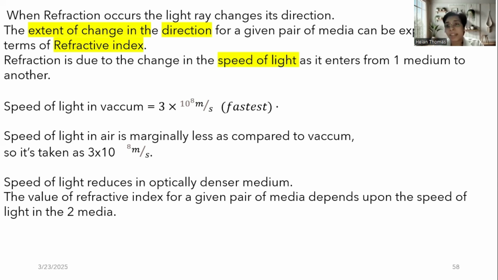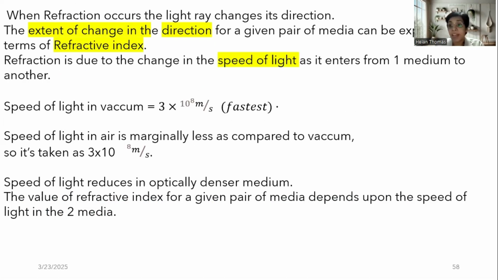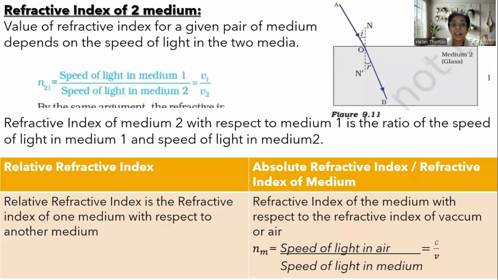As we said, when we say denser medium, there are more particles which will decrease the speed of light. So the speed of light will reduce. The value of the refractive index for a given pair of media depends upon the speed of light in those two media. So we can define this by an equation. The refractive index is directly linked to the speed of light in those particular media.